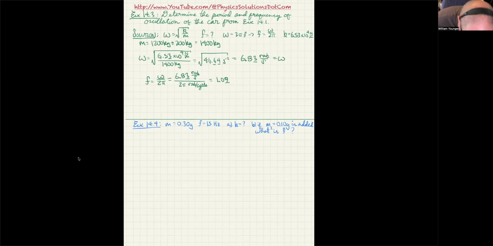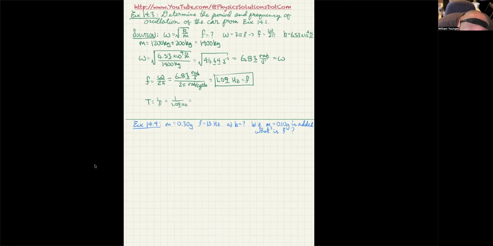So 1.09 hertz is the frequency. And that's it. I think that's all they asked us for, right? Assume the shock absorbers. Oh, they wanted the period too. Sorry about that. So I also need the period, and the period is T equals 1 over f. So I can say the period is equal to 1 divided by 1.09 hertz. And if I raise this quantity to the negative 1 power, that'll give me 0.920.